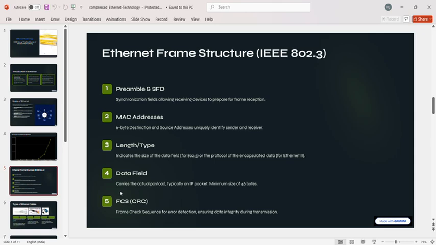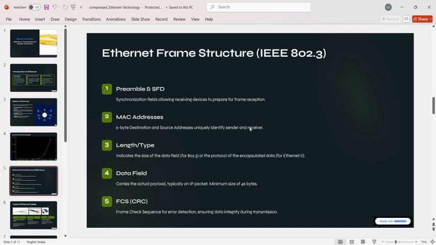The MAC addresses are 6-byte destination and source addresses that uniquely identify the sender and the receiver. The MAC address is mainly for identifying the sender and receiver. Each device has a unique 48-bit MAC address.